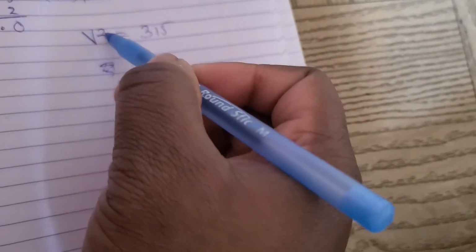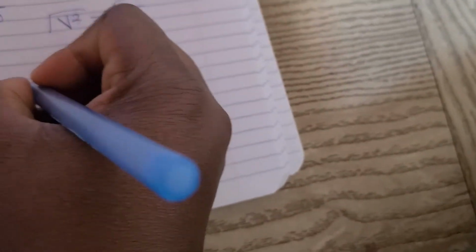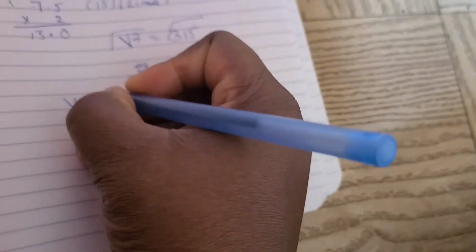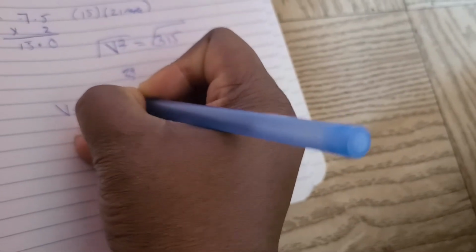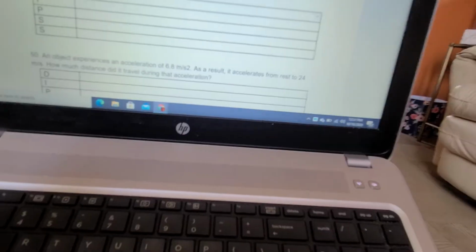Now remember that you're working with exponents here, so you're going to have to take the square root to find the actual velocity itself without it being an exponent. So the square root of 315. Velocity equals 17.75, we can write up to 5, meters per second. So that's for number 48.